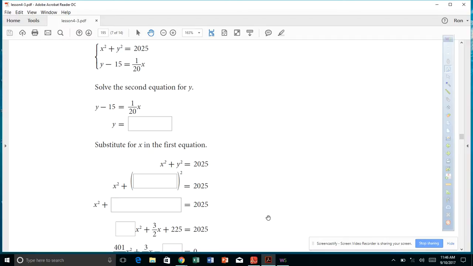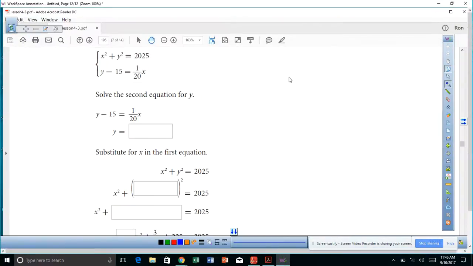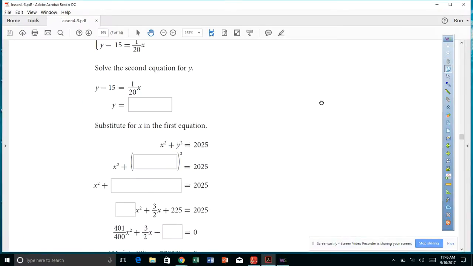It says solve the second equation for y. Let's do that. We're going to do it algebraically. That's just the way we roll. All right. We have y minus 15 equals 1 over 20x. So why don't we add 15 to both sides and get 1 over 20x plus 15. Now, we want to substitute for y in the first equation.